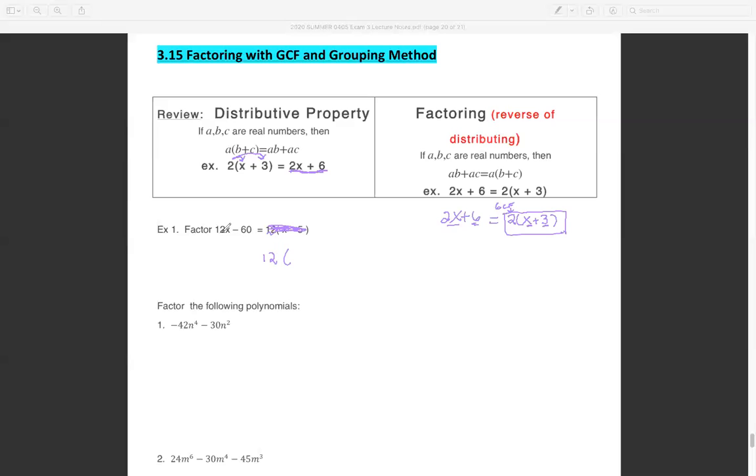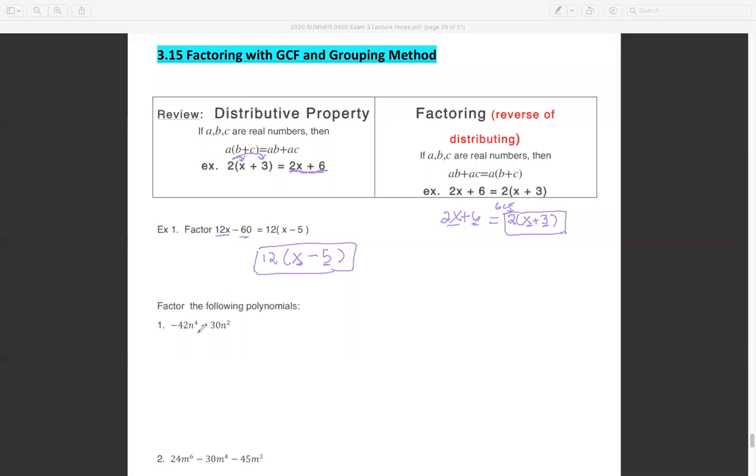Because 12 will divide into itself 1 time with the remainder 0, and 12 will divide into 60 5 times with the remainder of 0. And then you say, all right, well, factoring is the reverse of distributing. So what do I need here times 12 to get back this term? Well, we would need an x, because 12 times x would give us back that. And then what do we need here times 12 to get back this? We would need a negative 5, because a positive 12 times negative 5 gives us back our negative 60. And then that would be our answer. And you can see there's the answer up there as well.